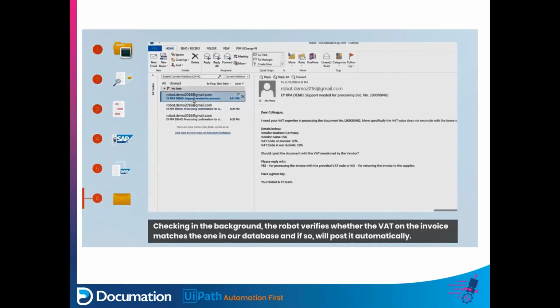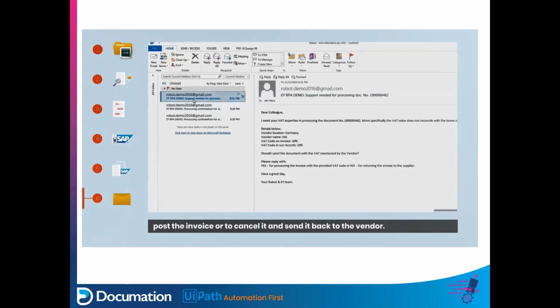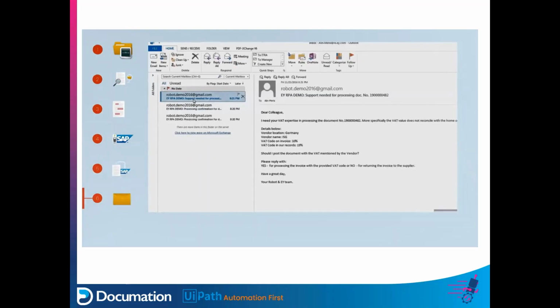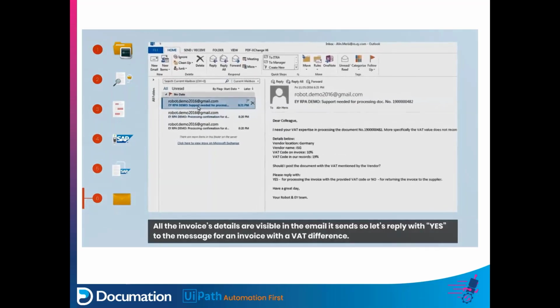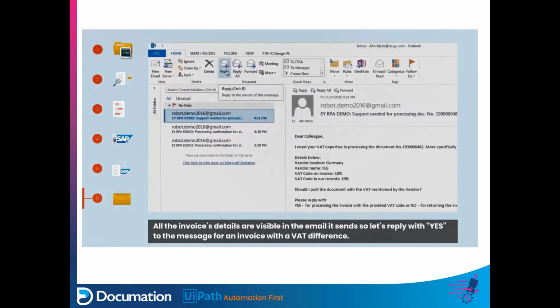Checking the background, the robot is going to verify whether the VAT on the invoice matches our expectation, and if so, it will post it automatically. But otherwise, it will park it in SAP and send a dedicated email out to the person responsible, highlighting the difference and asking what to do next.